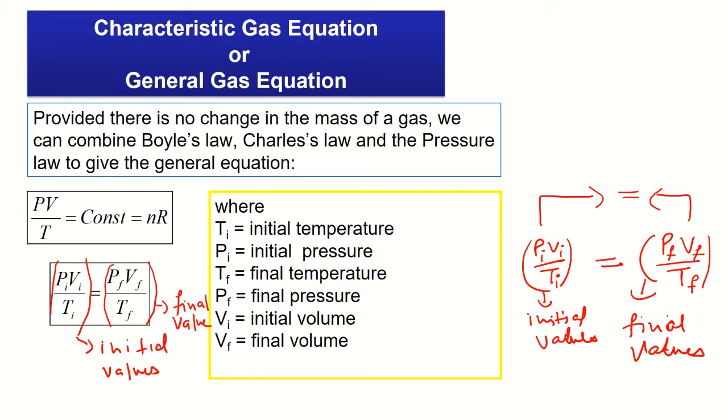Here Ti stands for the initial temperature, and you have to take the temperature in the unit of Kelvin, and the pressure you have to take in Pascal. This is the final pressure, and this is the initial volume. The initial volume you have to take in meter cube, the standard unit, and the final volume also in meter cube. So these are the units you have to take while using this formula.